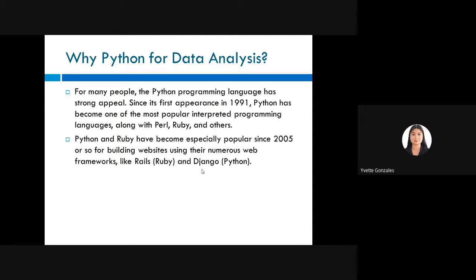Whereas Python is really for computing purposes. When we say computing purposes, we have input data, a process, and an output. For example, machine learning, AI, deep learning, neural networks: usually Python is what we use. Python and Ruby became especially popular around 2005 for building websites using their numerous web frameworks like Rails for Ruby and Django for Python.